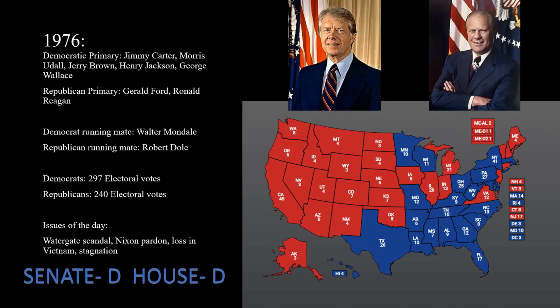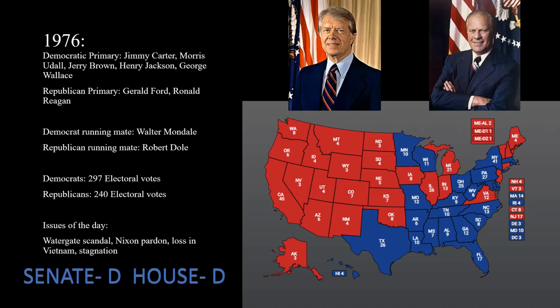In 1976, Carter defeated Ford as he did in our timeline. He got 297 electoral votes to Gerald Ford's 240. After having won a crowded Democratic primary against candidates like Morris Udall, Jerry Brown, Henry Jackson, and George Wallace, Carter advanced to the general election. Ford had to fend off former Governor of California, Ronald Reagan. This election happens just as in our timeline, with the Watergate scandal, the Nixon pardon, and the loss in Vietnam fresh in people's memories.